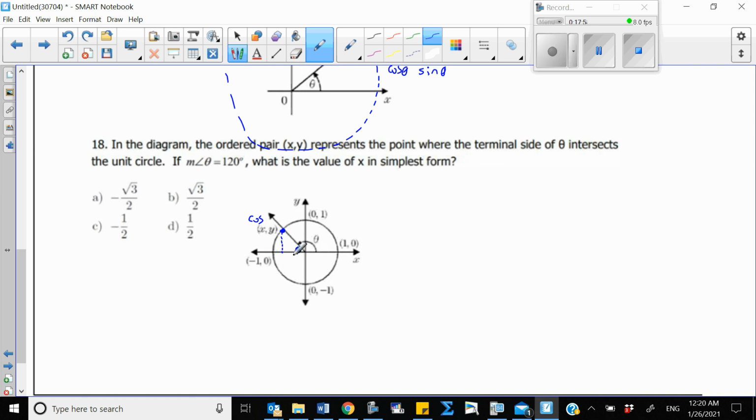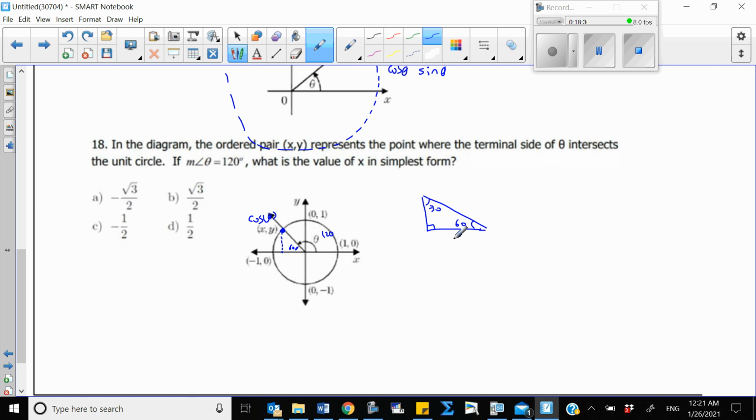What is the measure of this angle? If theta, this big one, is 120, this little one will be 60. Now my life is easy because I have a right triangle here. This angle is 60, this one is 90 and this one is 30. Now I'm looking for the x value of this point. This x value is cosine of 60.